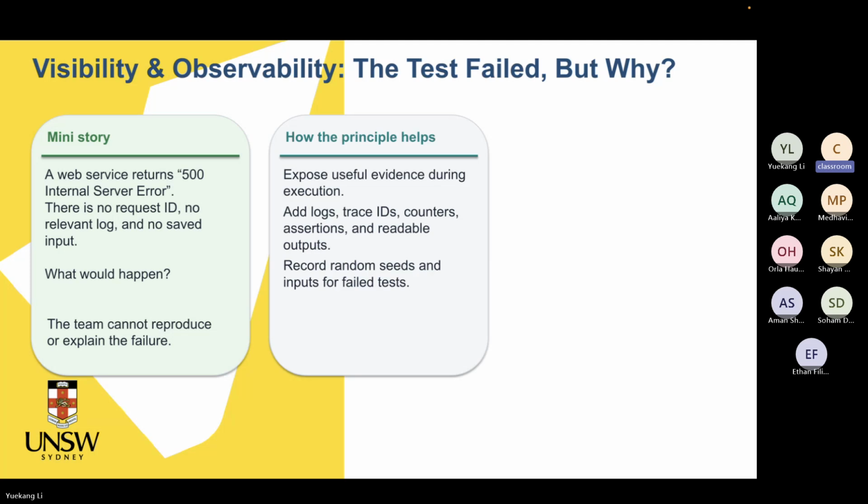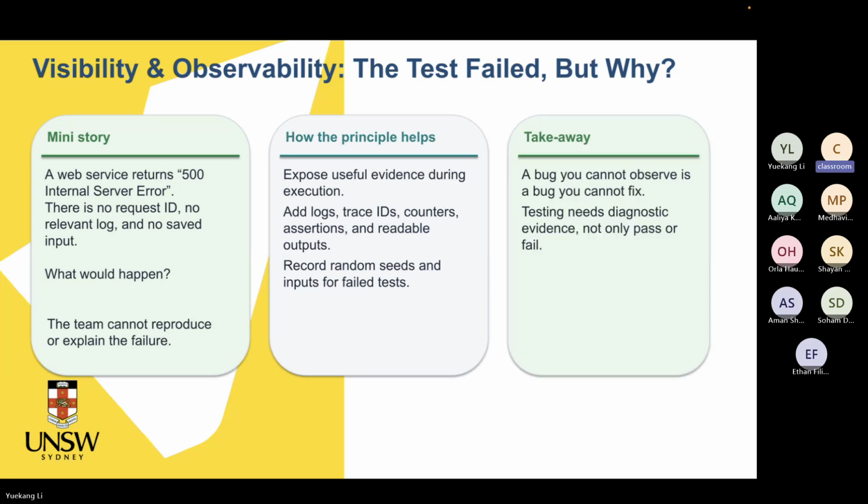So what we need to do is expose useful evidence during the execution. We need to add logs, we need to have trace IDs, we need to have counters, assertions, and readable outputs. And we also need to keep a record of the input of the test case that we used for triggering the failure. So that's what we do if we follow this principle.